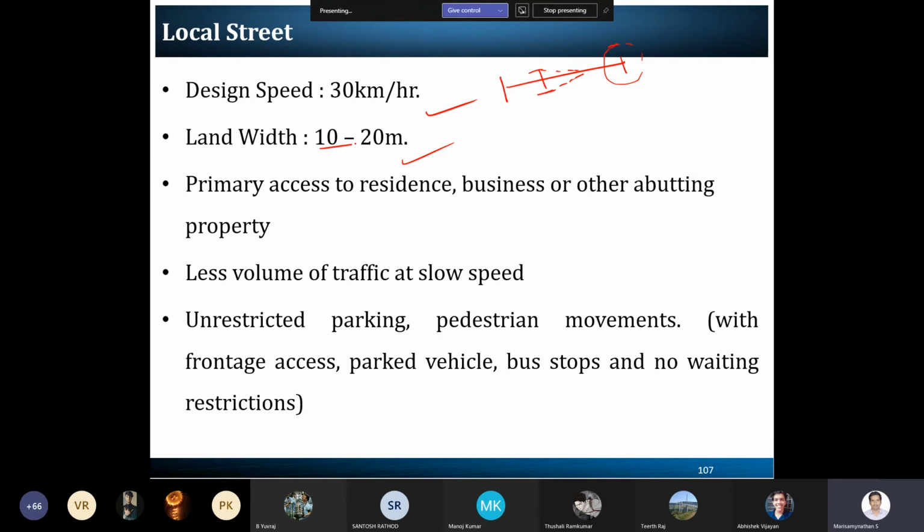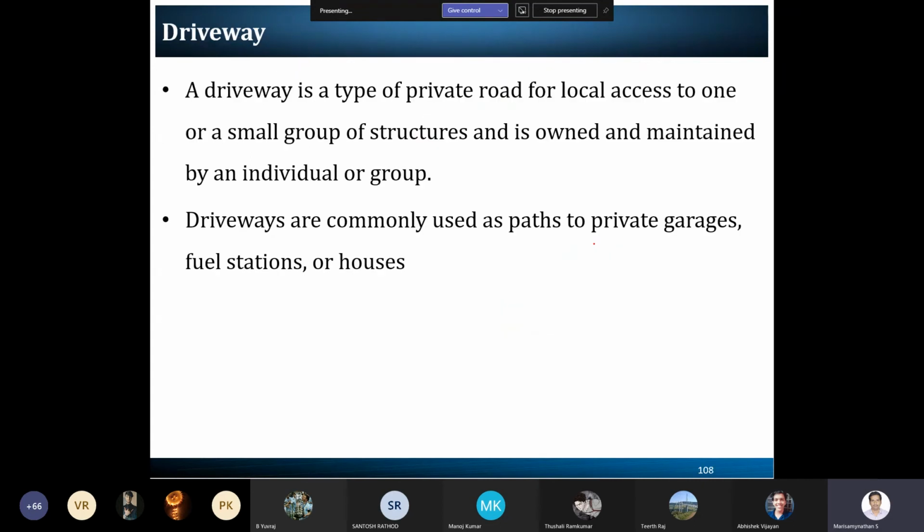So that's what we can see: the lane width is reducing from arterial to the local street. And here there is less volume of traffic, because we follow slow traffic movement, unrestricted parking, and pedestrian movements are allowed. So this is the local street.